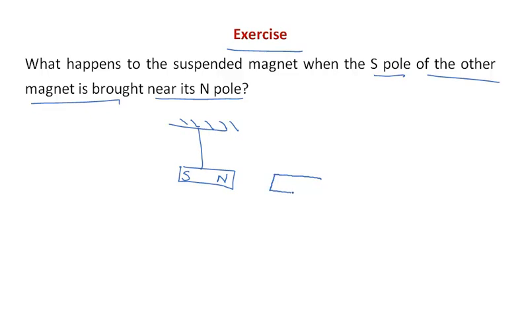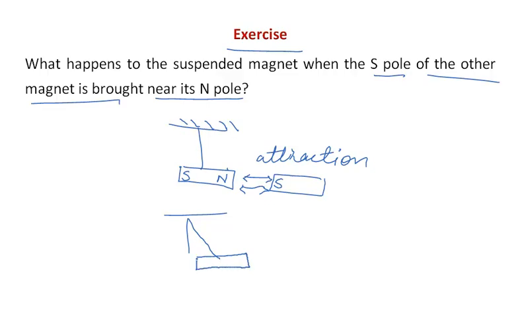Now you bring in one more magnet, and the south pole of this other magnet is brought closer to the north pole of this one. You know that unlike poles attract each other. So there will be a force of attraction, and because of this attraction, the new position of this magnet will be here. It will be slightly tilted. It will try to reach out to the other magnet. So there will be a shift. Earlier it was here, now it has shifted here because of attraction towards the other magnet.